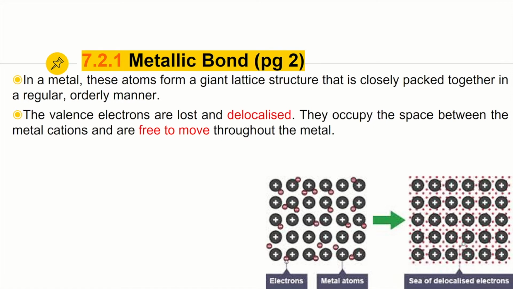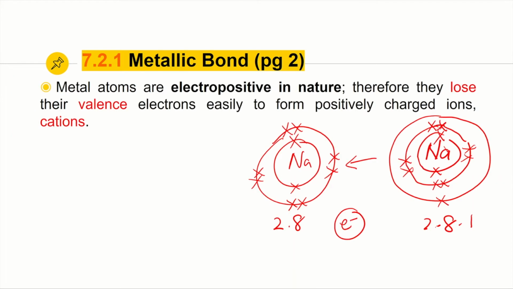So what they do is they just move freely around. If you take a look at this picture here, I have all my cations, and the electrons that they have lost just flow around freely.